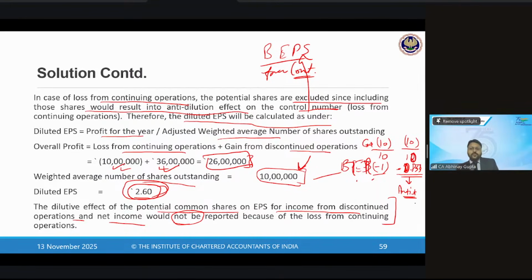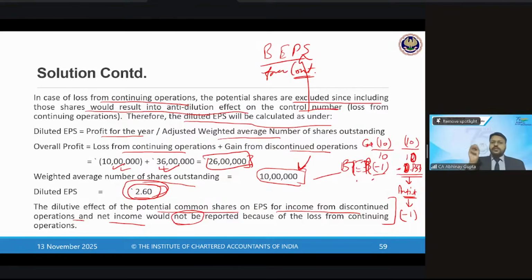So what would be my diluted earning per share in this case? Same, minus 1. So what will I report on my P&L? Basic loss per share and diluted loss per share for the year ended, both minus 1. Is that clear? Now the standard says another thing, that basic loss or basic earning per share from continuing operations is always a control number, right?